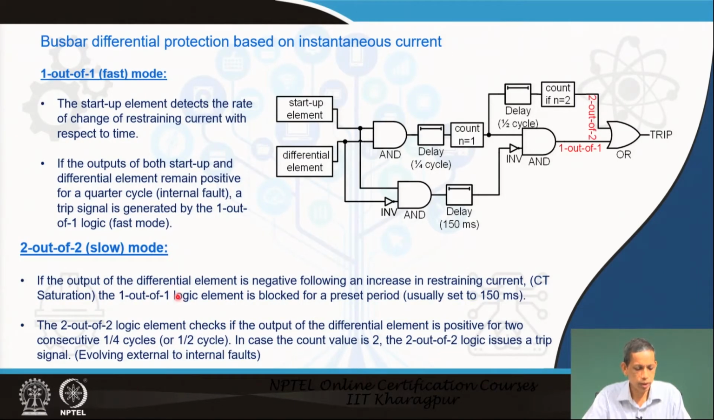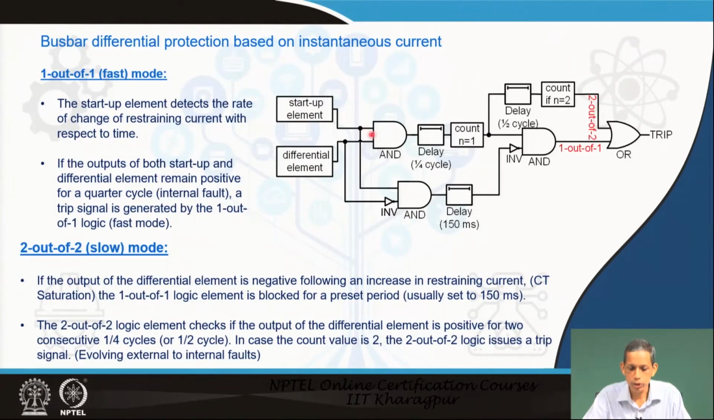Now, see the other, the 2 out of 2 mode. In this case, if the output of the differential element is negative, that means I operating is not significant. In this case, this will be 0 or low. So, therefore, inverted means this becomes high. With the starter elements providing high, this becomes high. So, this will lead to a delay of 150 millisecond. With this delay of 150 millisecond, if this is still high, then this becomes 0, and this 1 out of 1 will not provide any output.